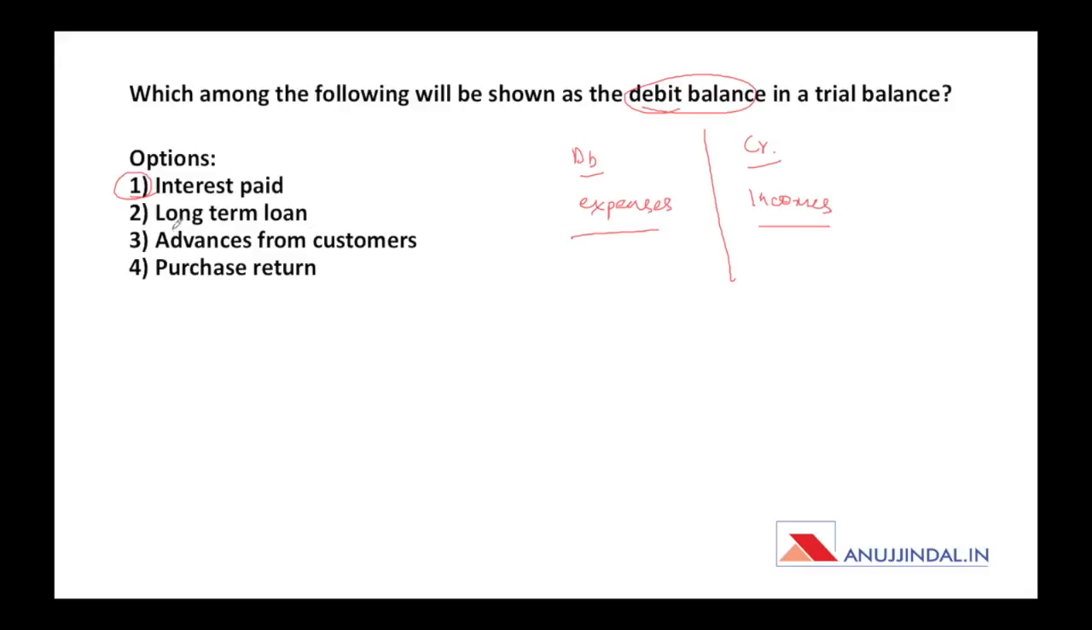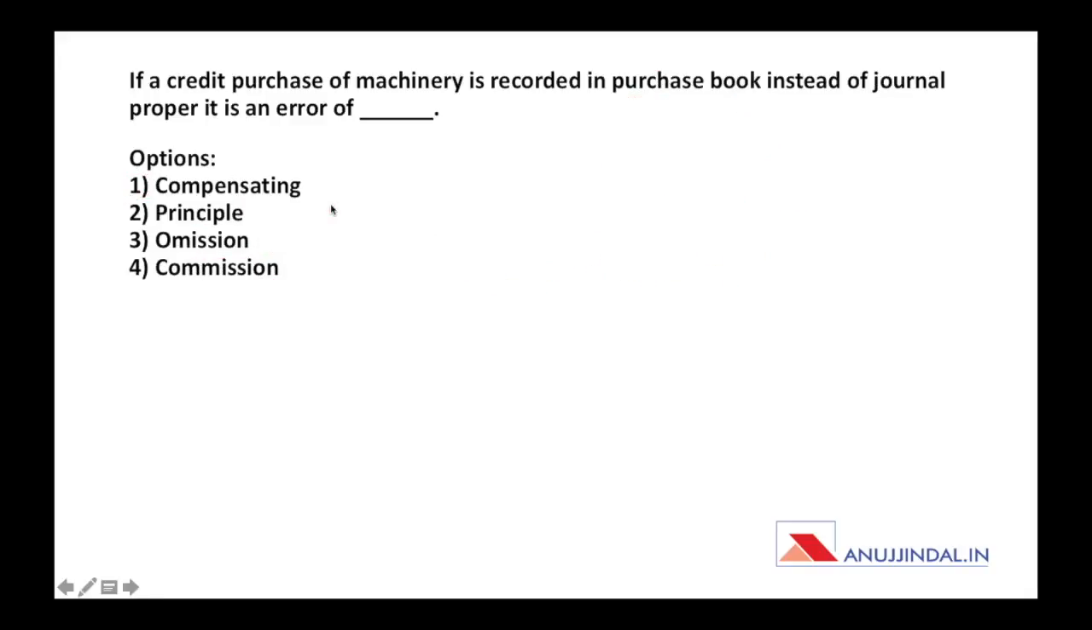If you can see here, long-term loan is a receipt of money, advances from customers is a receipt of money, and purchase return is a receipt of money. So all these are incomes or receipts. To be very precise, these are receipts that have been received by the enterprise, by the partnership firm or the proprietorship. So therefore all these are going to come on the credit side, whereas all the payments are going to come on the debit side, and interest paid is a payment, and therefore this is the only head which is going to come on the debit side. Therefore you have answer as number 1.